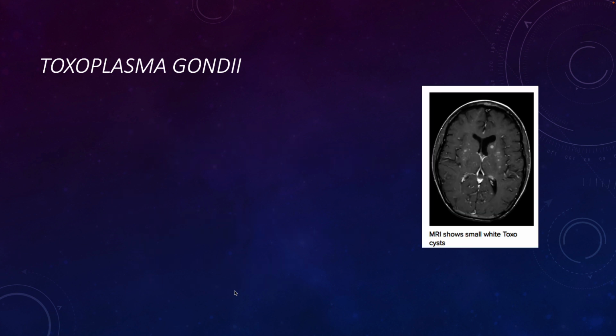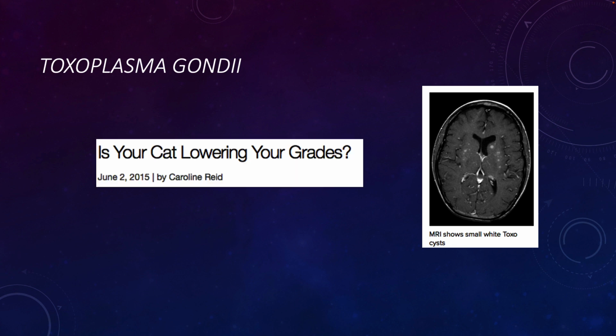So Toxoplasma, what you see in this image is an MRI of the brain, and all of these little white dots here are Toxoplasma cysts. This is going to be very, very uncommon in an otherwise healthy patient. This patient may be immune compromised. But because it does like to go to the brain, people have all of these hypotheses about cats. So is your cat lowering your grades? You cannot use that as an excuse. But maybe, right? If it goes to your brain, who knows?